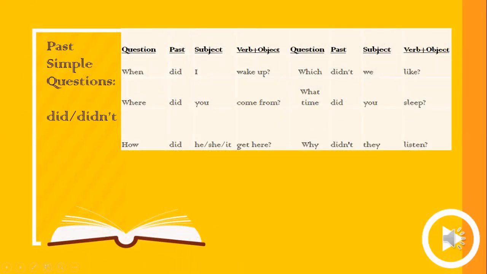Another way to ask a question in the past when you use did and didn't is to have another word before did and didn't. Here is when you use the question words. In the table below, you see, when did I wake up? I woke up at 6:30 in the morning. Where did you come from? How did he get here? Which didn't we like? We didn't like anything. What time did you sleep?